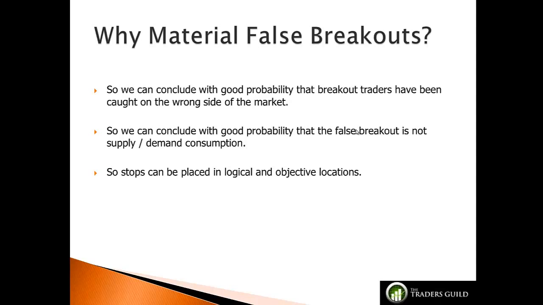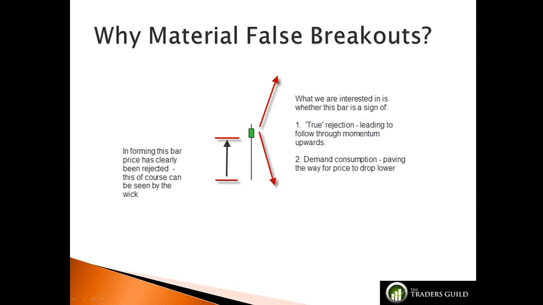The uncertainty is increased with regards to whether the false breakout is a true rejection or a false breakout bar, or whether it's just supply demand consumption paving the way for another leg higher or lower. So if I take a step aside and talk about supply and demand consumption for a moment, if we look at this bar here, this is just a rejection bar, okay? If we assume there is demand down here, price gets rejected from the demand, okay?